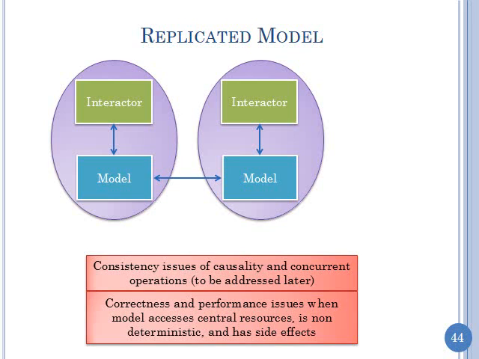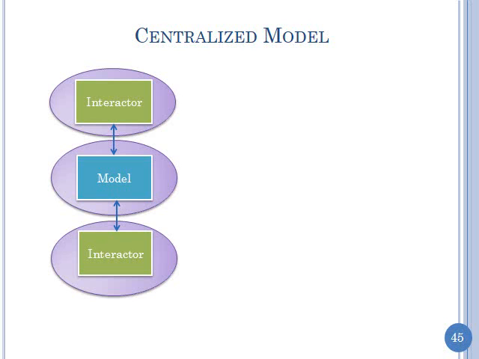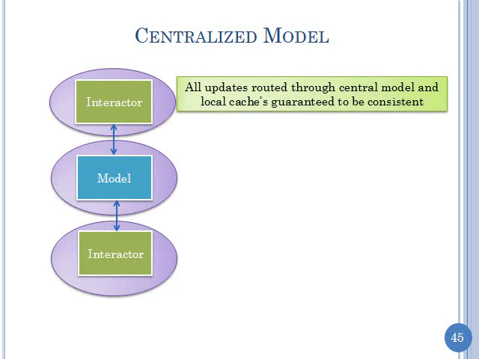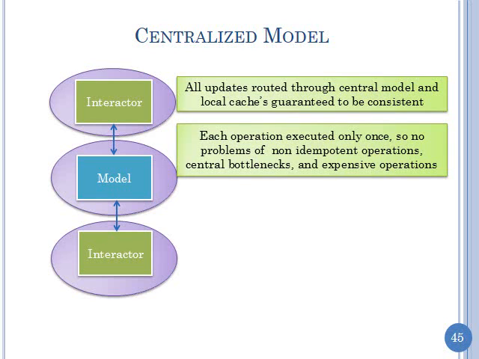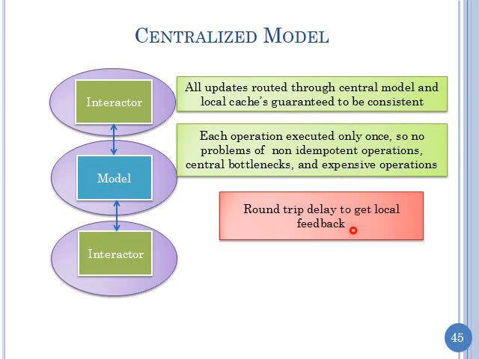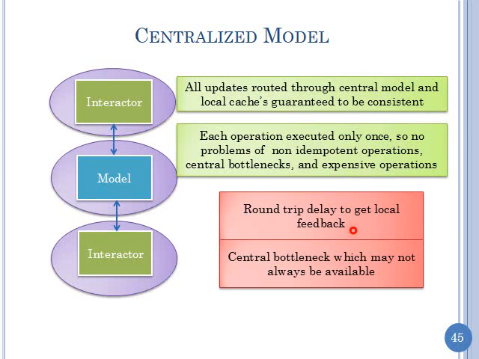So we have consistency issues of causality and concurrent operations in the replicated model. We have correctness and performance issues there. And in the centralized model, all updates are routed through the central model, so the local cache is guaranteed to be consistent. Each operation is executed only once, so no problems of a duplicated operation. But the problem is round trip delay to get local feedback. You have a central bottleneck which may not always be available. I should say feedback and feedthrough. So these are the trade-offs you make in life.